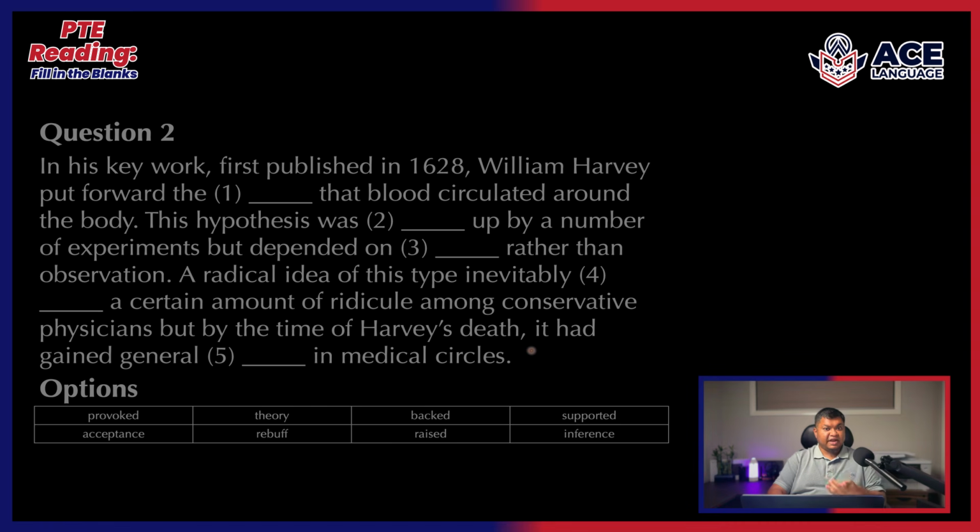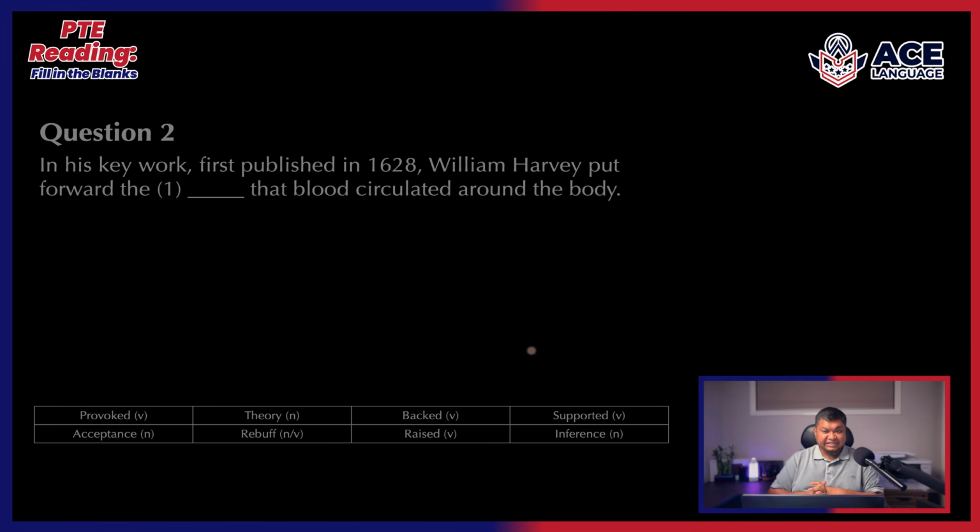I'm quickly going to find out the parts of speech of the words that are there as options. Provoked is a verb, theory is a noun, backed is a verb, supported is a verb, acceptance is a noun, rebuff can be used as a noun, can be used as a verb, raised is a verb, and inference is a noun.